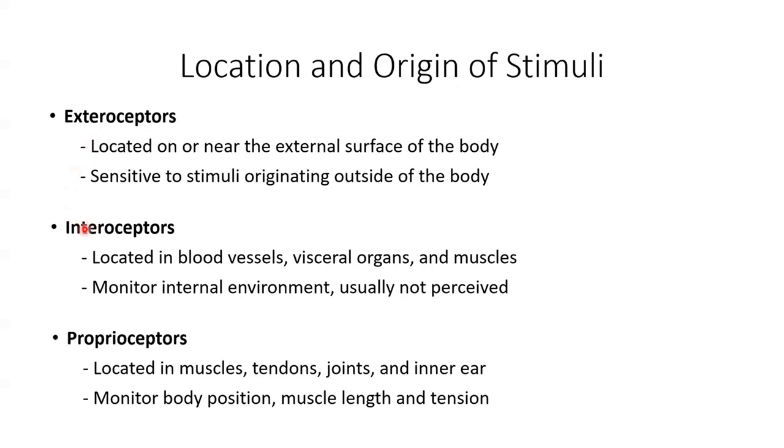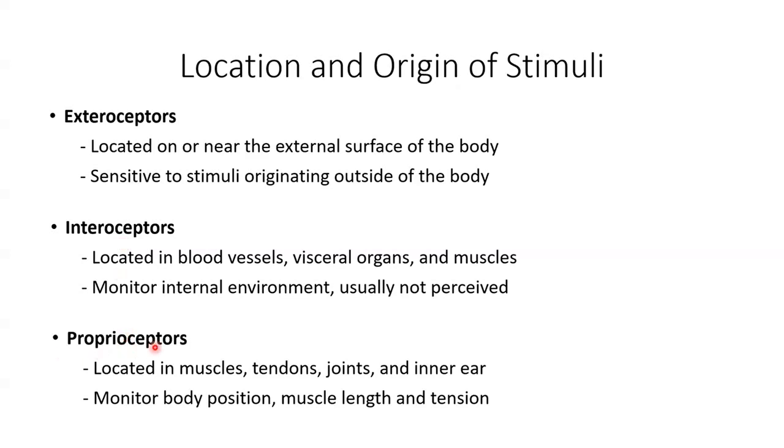We can then have interoceptors. These are located in blood vessels, visceral organs, muscles, and in the nervous system. And they monitor conditions of the internal environment. The nerve impulses produced by interoceptors are not usually consciously perceived, so we're not usually aware of them. However, sometimes they can contribute to the perception of visceral pain, such as the pain in the chest that people experience when they're having a heart attack, or any stomach pain when you're having gastrointestinal issues.